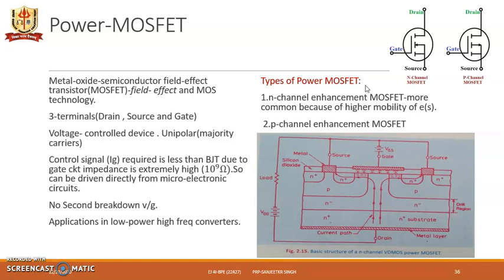Types of power MOSFET. Here we can see two types: N channel and P channel. N channel is more frequently used because it has higher mobility of electrons. Down here we see an N channel, vertically diffused MOS power MOSFET, and the biasing that is provided is drain is made positive with respect to the source, and gate is also positive with respect to the source.